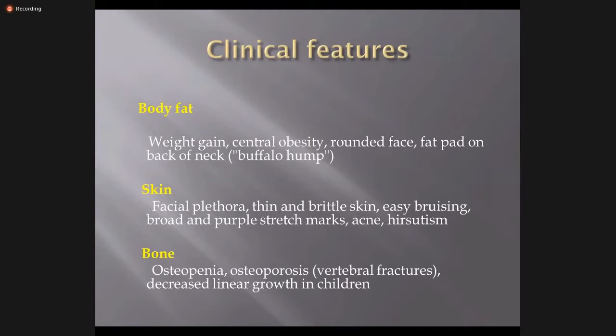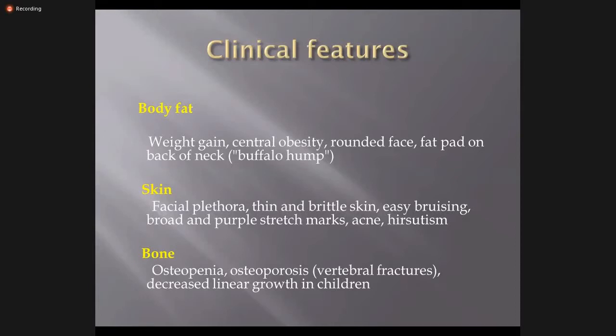Then the skin involvement. Skin becomes thin, brittle, with facial plethora and easy bruisability. A small scratch or small trauma can lead to bruising of the skin. And there are striae, especially in the axilla, the groin, and the anterior abdominal wall. There are purplish broad striae, and acne and hirsutism. These are the features of Cushing syndrome.